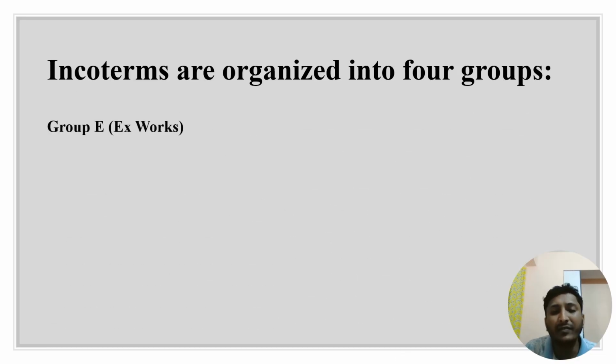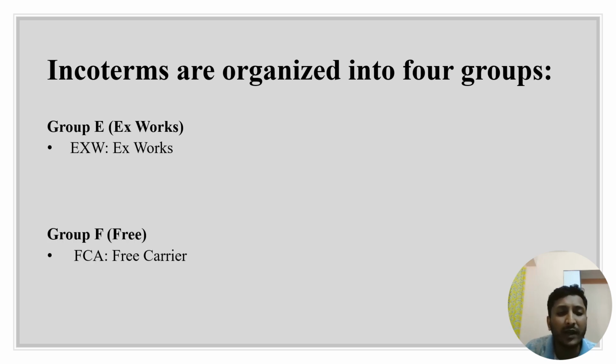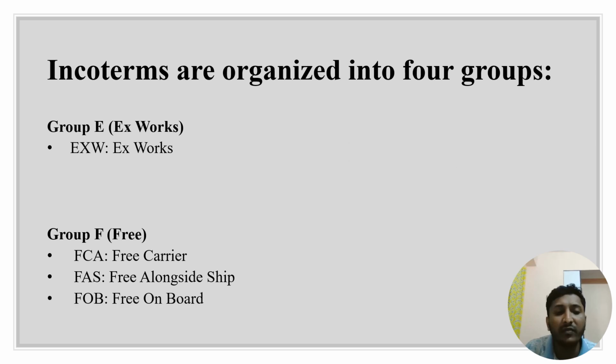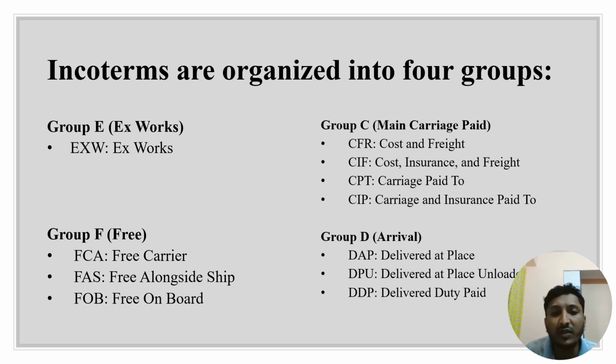Incoterms are organized into four groups. Group E is EXW, ex works. Group F is FCA, free carrier, FAS, free alongside ship, and FOB, free on board. Group C is the main carriage group: CFR, cost and freight, CIF, cost insurance and freight, CPT, carriage paid to, and CIP, carriage and insurance paid to. And Group D is delivered: DAP, DPU, and DDP.